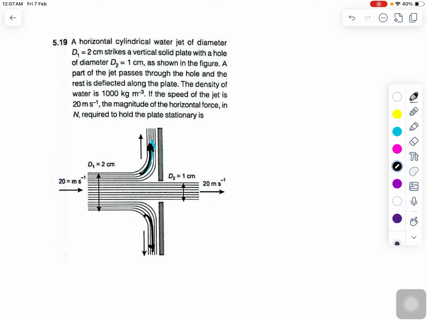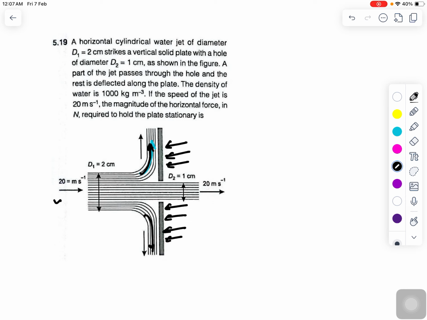The density of water is this one. The speed of the jet is 20 meter per second. Obviously it is given to you. The magnitude of the horizontal force required to hold the plate stationary is asked. So you can see that some force must be applied over here in order to hold the plate in the vertical direction, right?